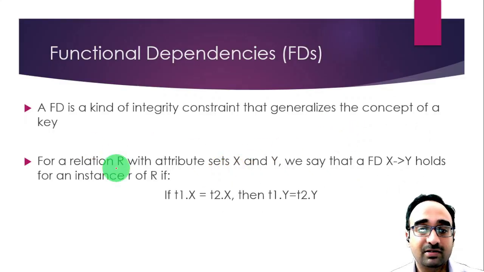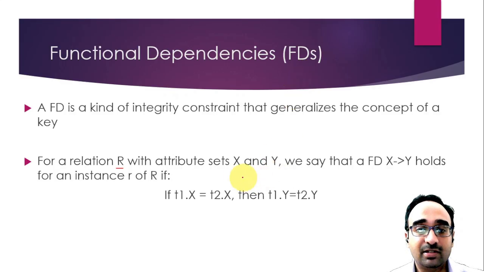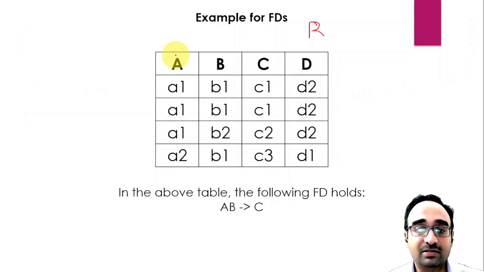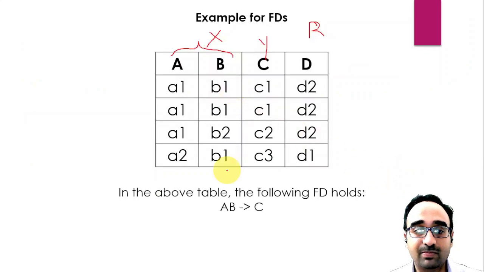So let's go back to the definition. Here they are saying there is a relation R. So this table is R, which has 4 columns A, B, C, D. And there are attribute sets X and Y. So I am taking this set of attributes as X and this one as Y. X contains A and B attributes and Y has C. Then if it is like that, we can say that there is a functional dependency X to Y. That means there is a functional dependency AB to C.